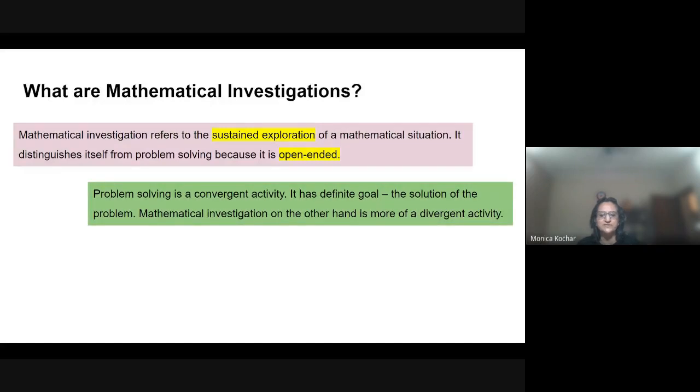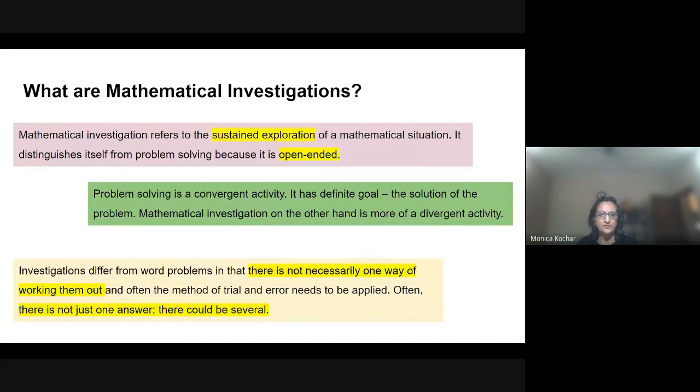So it's the opposite of a textbook exercise question, and very much used in, let's say, ICSE projects. In IB, IGCSE is filled with investigation questions. And CBC also always has one question in the final paper, as I've heard teachers say, which throws everybody off. Then investigation is different from a word problem because there need not be one way of working it out. And you also may need trial and error.